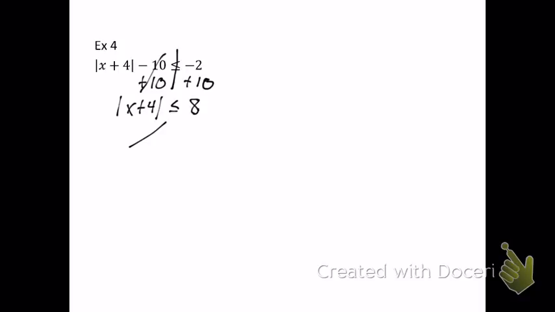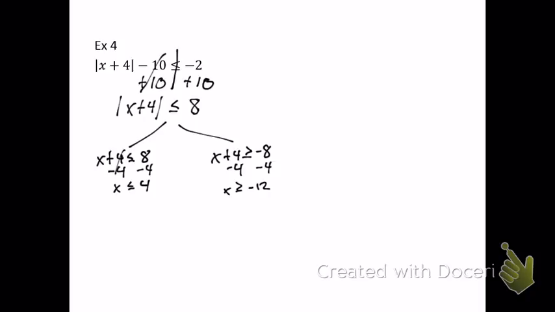Okay, since our absolute value is by itself, we're going to split the equation, where we have x plus 4 is less than or equal to positive 8. X plus 4 greater than or equal to -8. We solve each equation by subtracting 4. That leaves us x is less than or equal to 4, or x is greater than or equal to -12. Okay, so there's our solutions. All we have left to do is put it on our graph and call it a day.